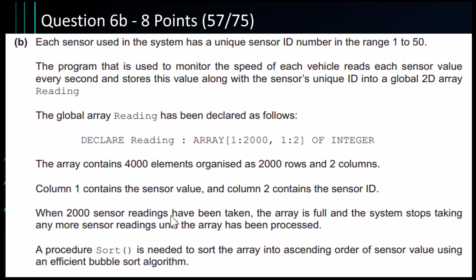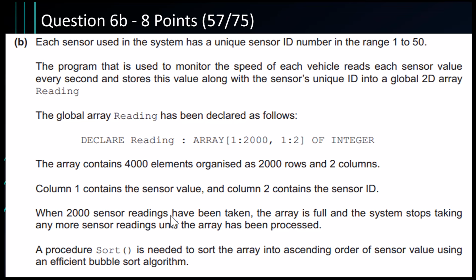2D arrays can be tough. Make sure you are familiar with them. The global array reading has been declared as follows. Declare a reading array 1 to 2000, 1 to 2. That tells me there are 4,000 indices to work with. I have 2,000 rows and I have 2 columns. The array contains 4,000 elements organized as 2,000 rows and 2 columns.